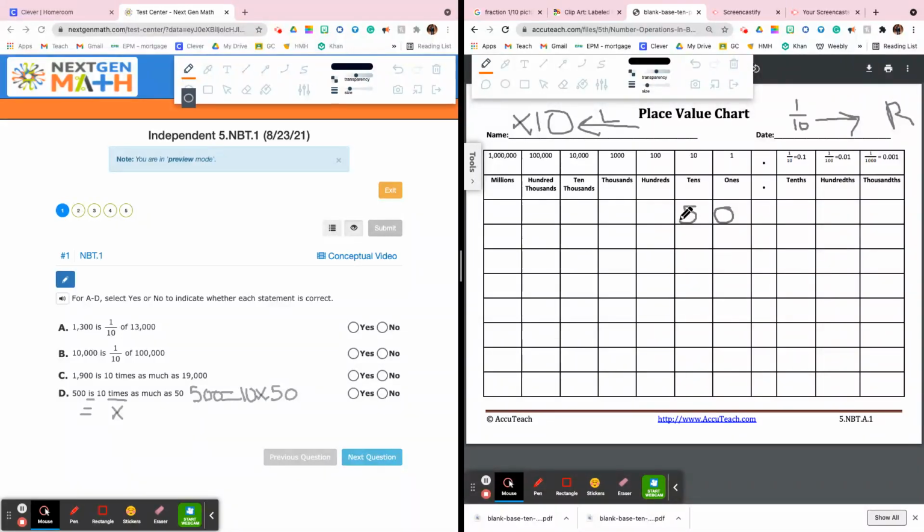So my 5 will change from the tens to the hundreds place. My 0 will change from the ones place to the tens place. And I'm going to put a 0 here as a placeholder. And my answer will be 500. So if you said yes, D is correct, then you got the answers correct.